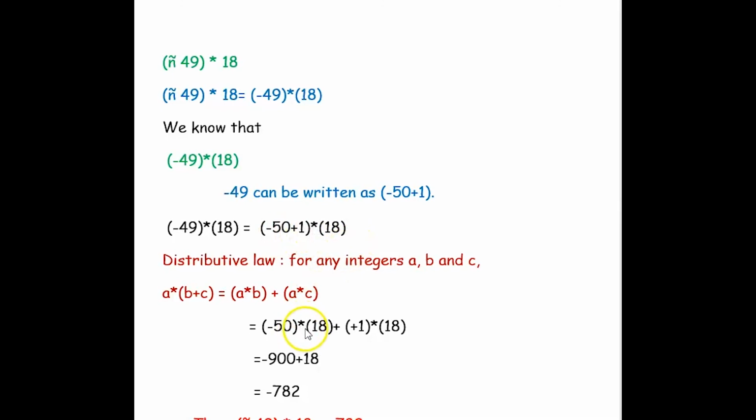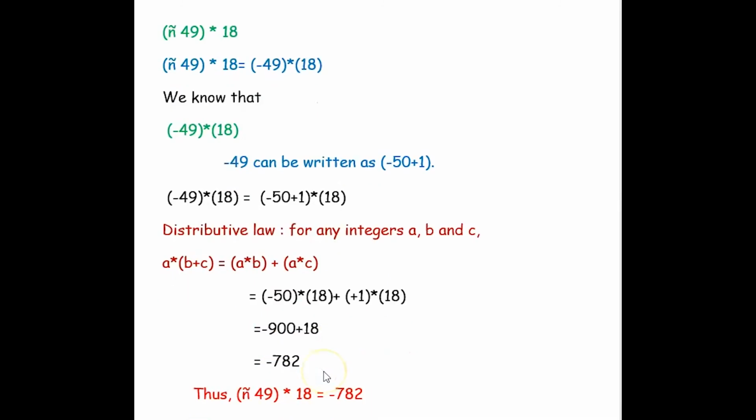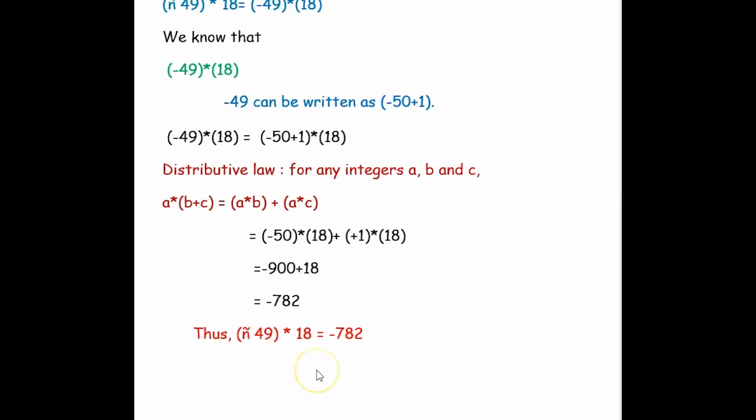By using distributive property, I am distributing this. So negative 50 into 18 plus 1 into 18. Negative 50 into 18 is negative 900 plus 18. If you add this, you will get negative 882.